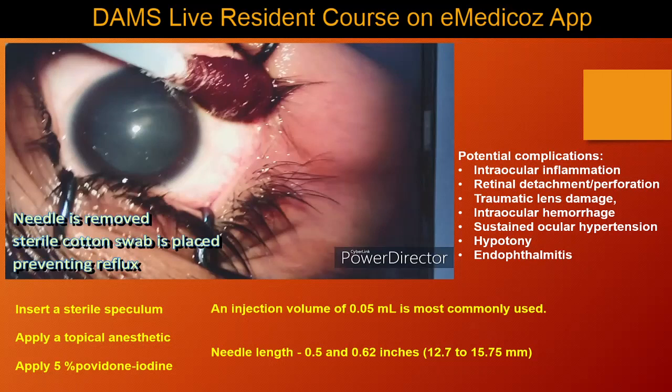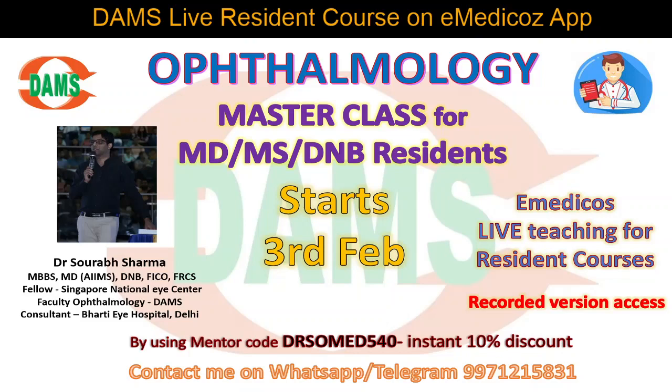If a lot of vitreous comes out, hypotony can happen, and of course endophthalmitis is a feared complication as you're going inside the eye. So very small and short snippet regarding a small procedure, intravitreal injection. Of many procedures we'll discuss in a live course starting on the 3rd of February.